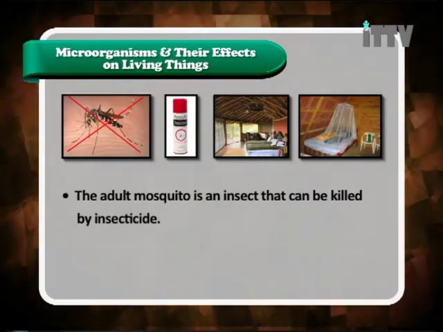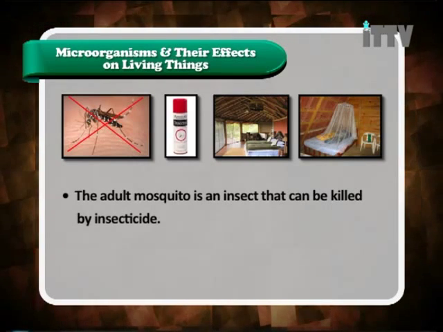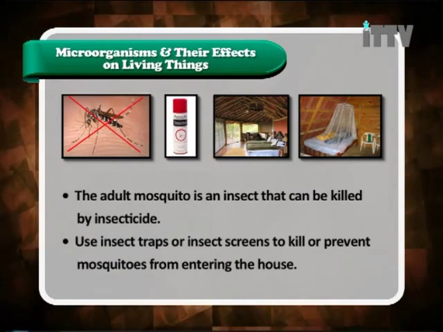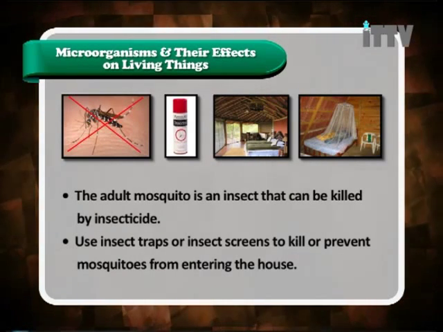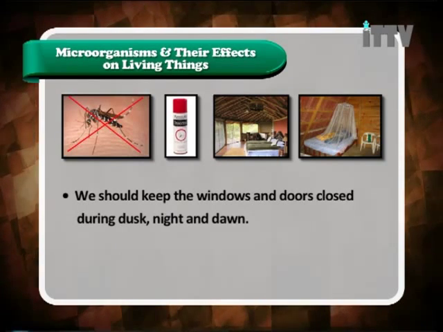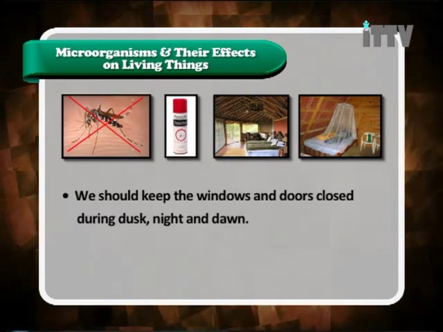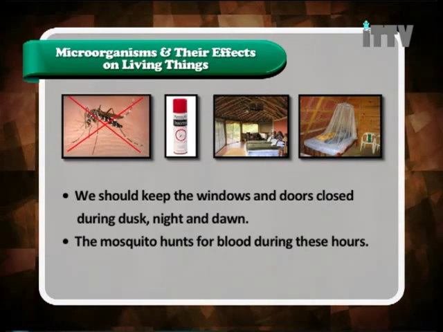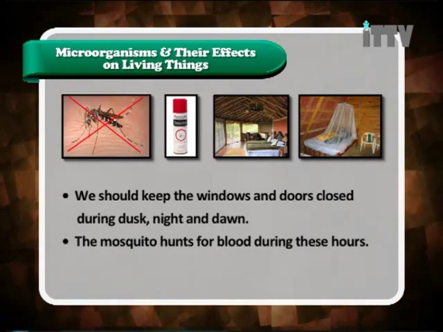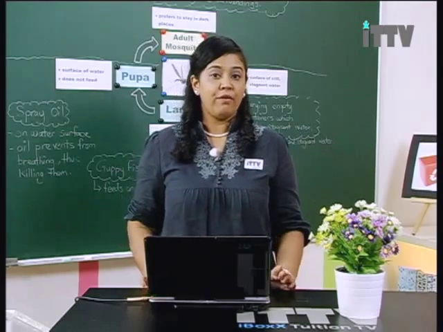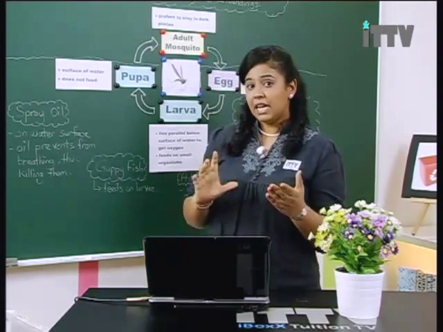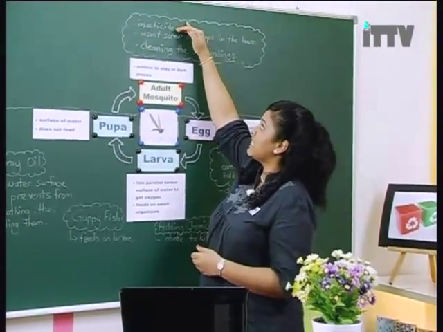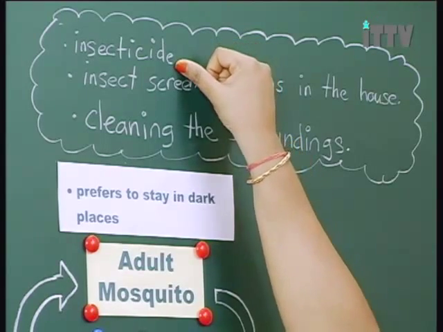The adult mosquito is an insect that can be killed by insecticides, using insect traps or insect screens to kill or prevent mosquitoes from entering the house. We should keep the windows and doors closed during dusk, night and dawn. The mosquito hunts for blood during these hours. So therefore, we understand in adult stage what happens here is we have to use insecticides to kill the mosquito.